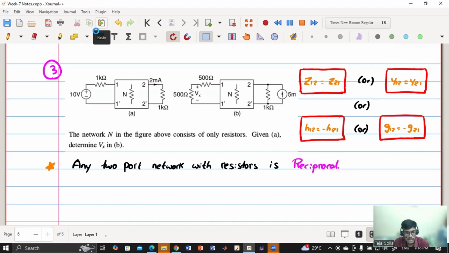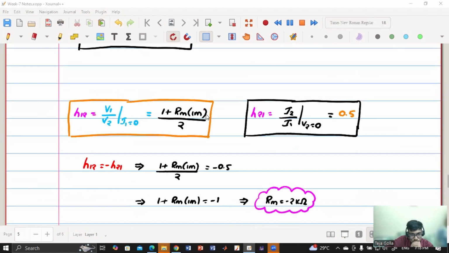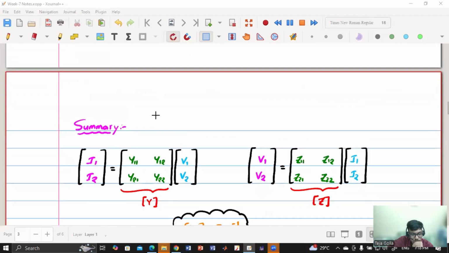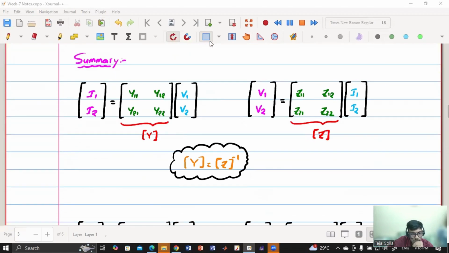Sir, any idea which parameters I can use here? What do you think? Can we use Y parameters? Yes, that is a very good thought. We can use Y parameters, so now we'll go into the Y parameters and see what they are. That is one good way of doing it.